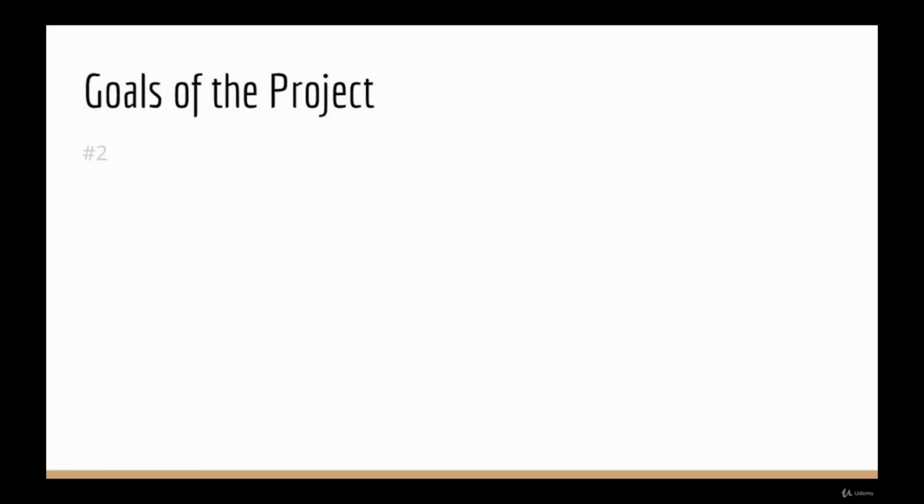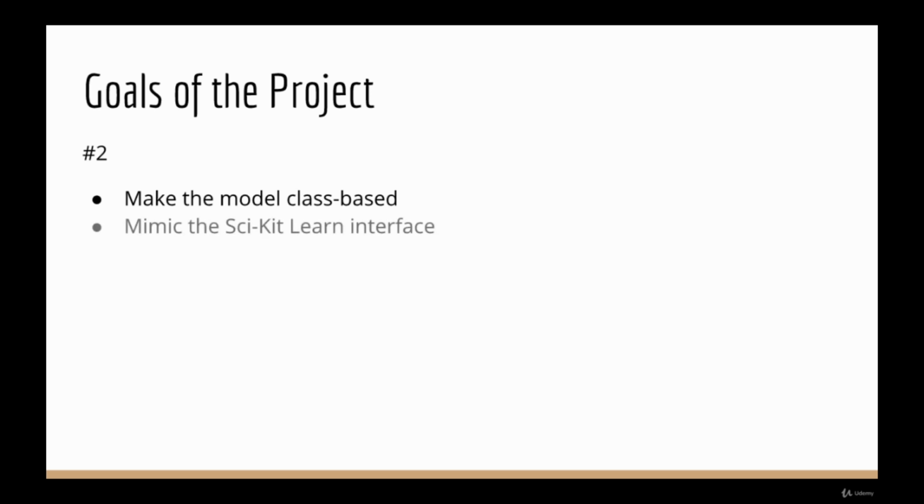So the second goal of the project. The way we're going to write the code is a little different from what we've done previously. In particular, we're going to make our model class-based and create an object from the class. This is designed to mimic the scikit-learn interface. As you know, scikit-learn supervised machine learning models all have the same interface and they all work like this.